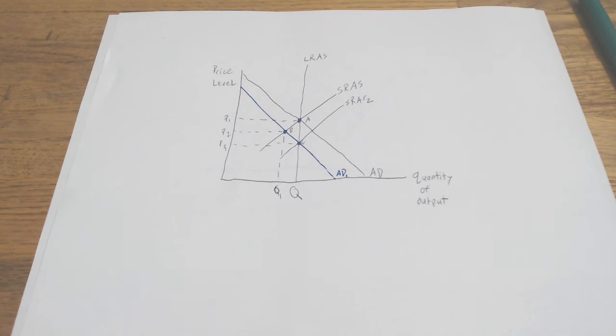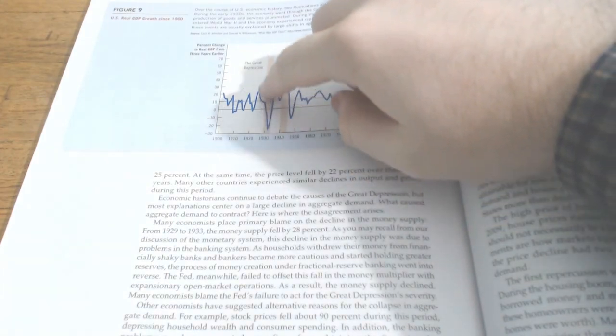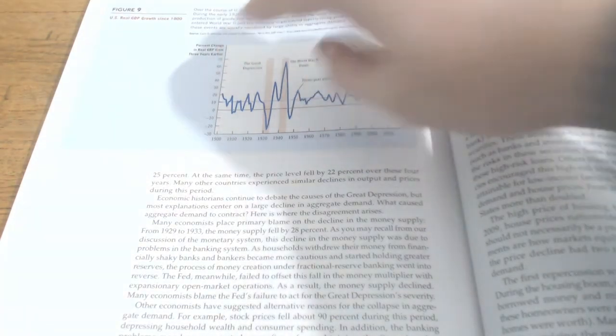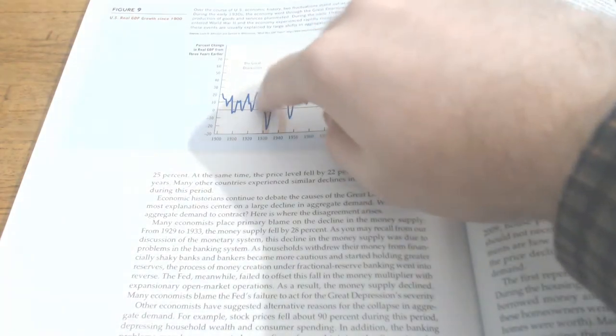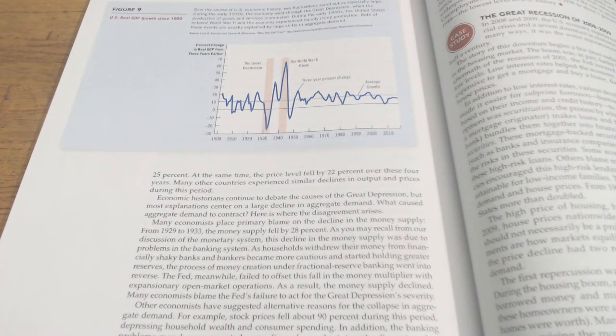Let's look at two big shifts that have occurred in the aggregate demand. We have the Great Depression, which was probably the biggest that we have seen. We could see in this graph that in 1929, this first red bar or shaded bar is the Great Depression. And then we can see the percent change in real GDP from 3 years earlier. It decreased drastically. It dropped right off a cliff down to negative numbers. So we were contracting in our economy. It was getting smaller. It was a depression.